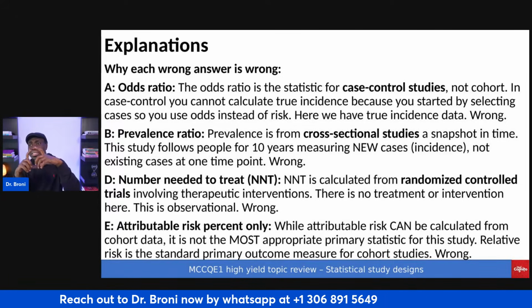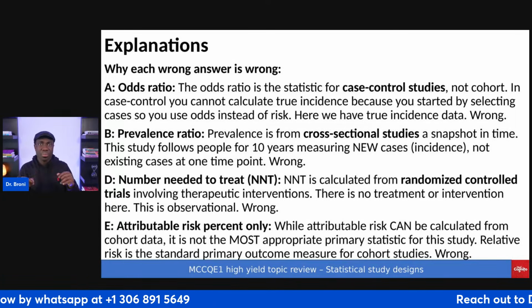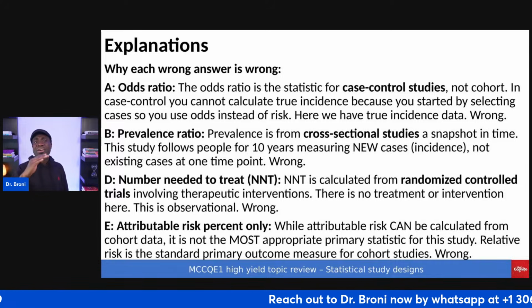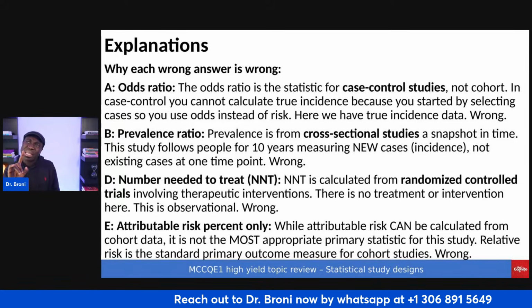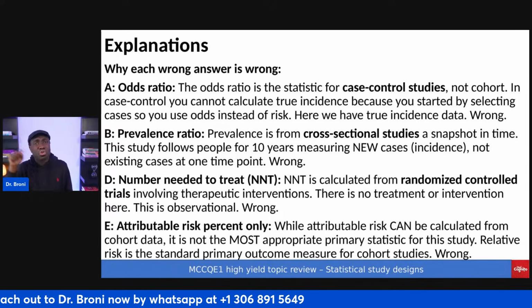In case control study, the statistic you're trying to derive is odds ratio. The rest you can take your time and learn it. That is, for example, number needed to treat. Why is number needed to treat important? Number needed to treat will come in randomized control trials.